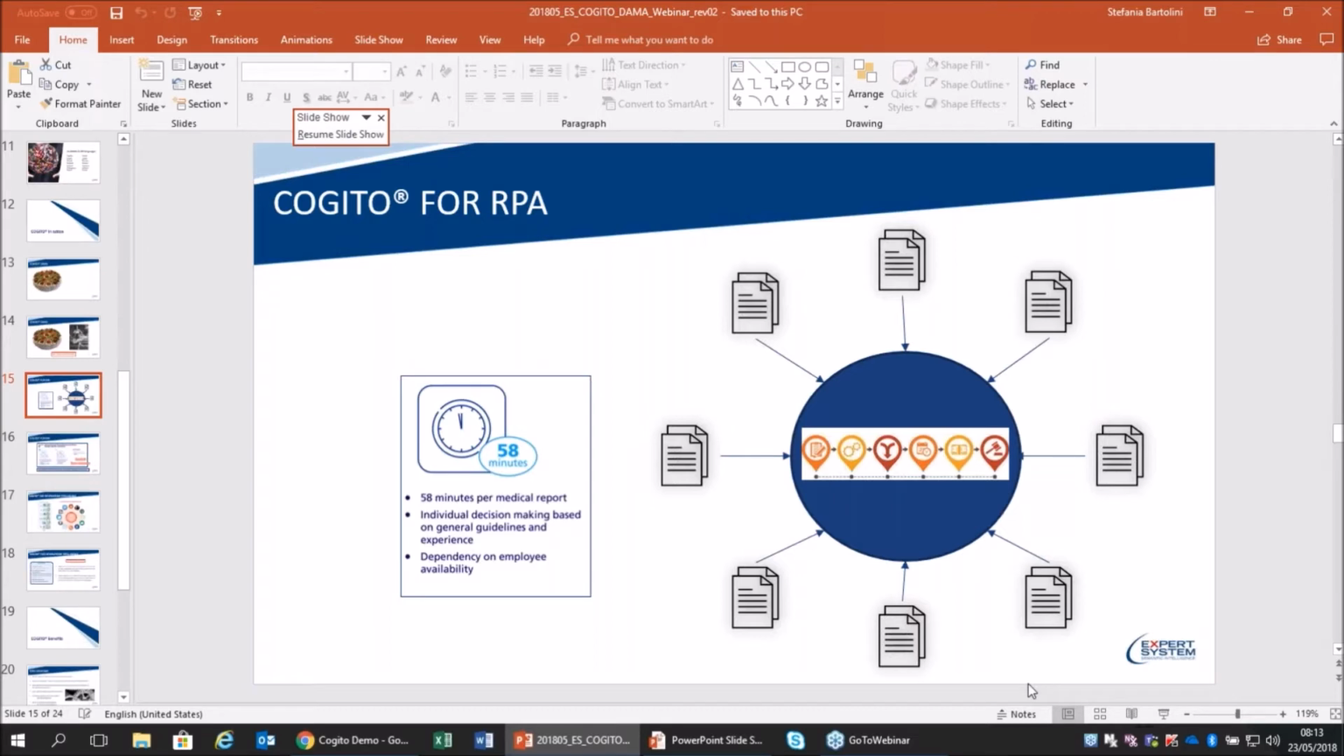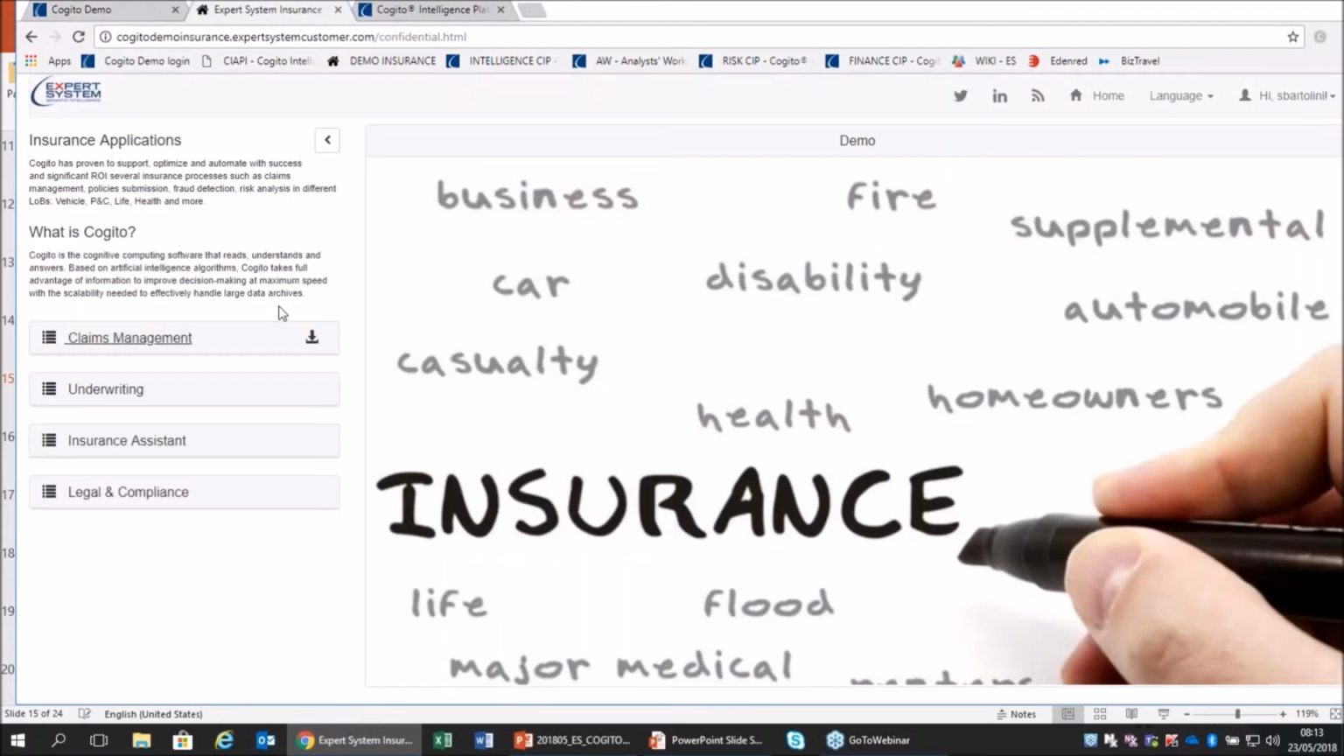In fact, for a normal medical report, let me go into the insurance market, I need 5-8 minutes to process a medical report. This requires a lot of time, and normally I receive a lot of claims. Also, there is no standard way to analyze a claim. It's an individual decision based on general guidelines and experience, and it depends on employee availability, not 24 hours. And when we need to analyze a lot of claims, people could be tired of reading thousands of documents. So we have a solution also in the insurance business for claims management, underwriting, and for legal and compliance.